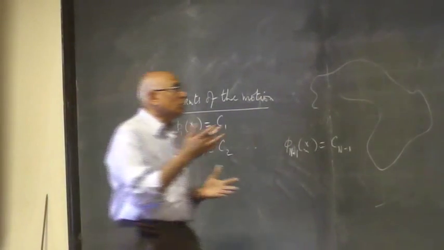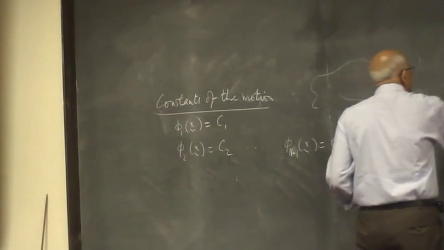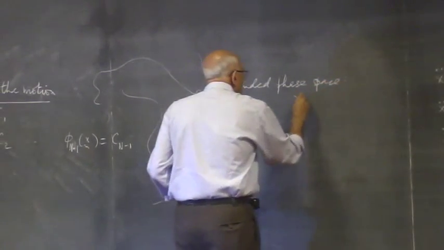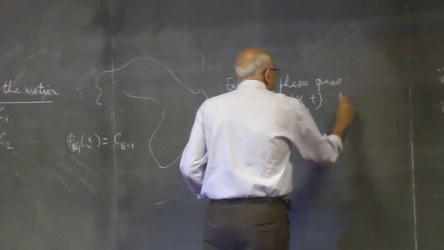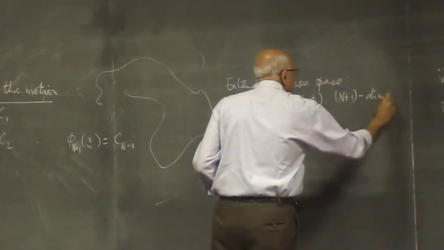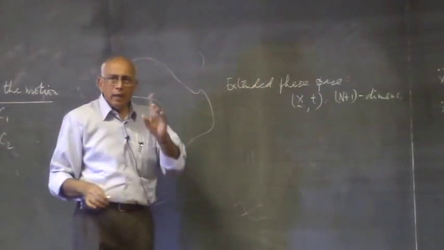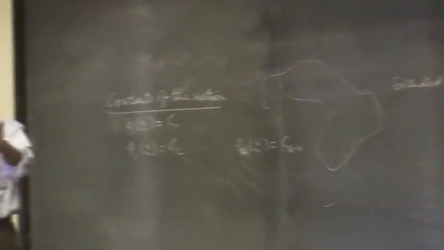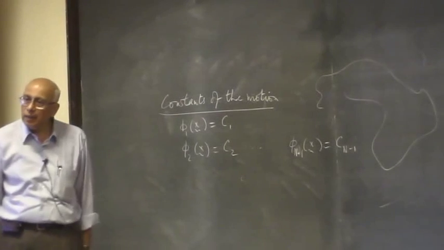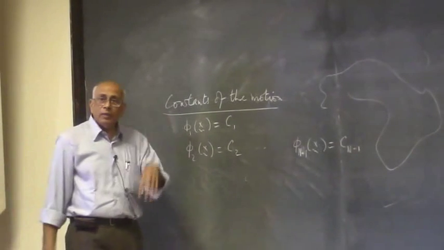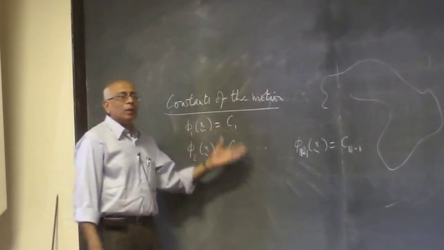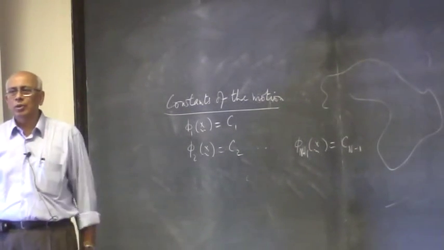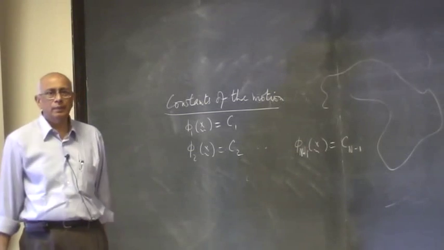And there you have n plus 1 dimensions, so extended phase space. X and t. So this is n plus 1 dimension. In this extended phase space, also you have a trajectory, but it's completely clear that you need one more constant of the motion now, because you're now in n plus 1 dimensional phase space, so you need n constants of the motion. But all n of them cannot be time independent, because then there will be no motion. So this immediately tells you on elementary grounds that there must be at least one constant of the motion which is explicitly time dependent.